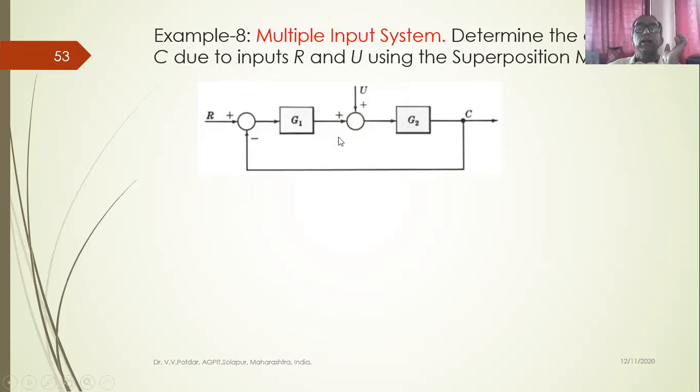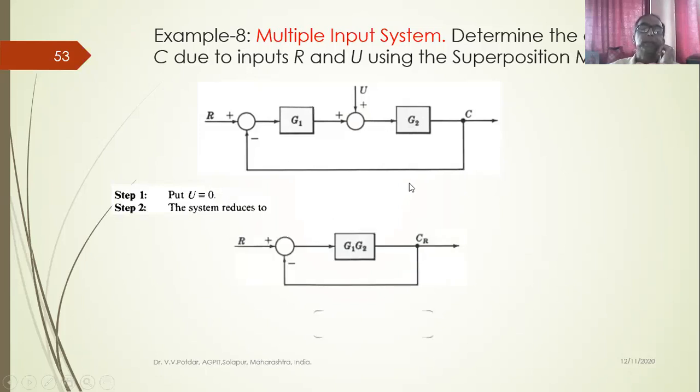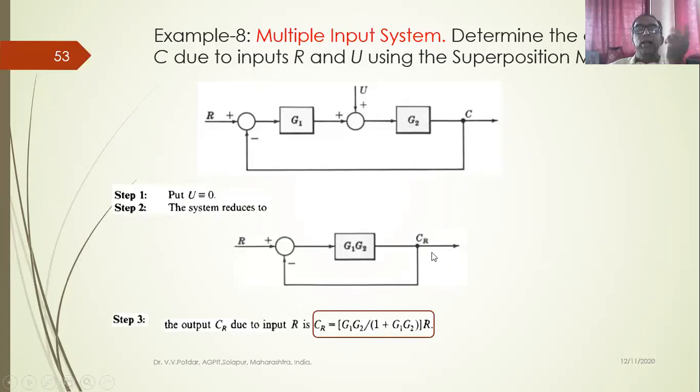Okay, C suffix R. Once I remove this, what happens? G1 into G2 can be multiplied, with unity feedback. And the single block for this will be G1 G2 upon 1 plus G1 G2 into 1. Isn't it? See here. Once I put U equal to 0, the system reduces to G1 G2 and unity feedback. And the output because of R alone is CR, that is G1 G2 upon 1 plus G1 G2 into 1 into R. That gives me CR due to R alone.